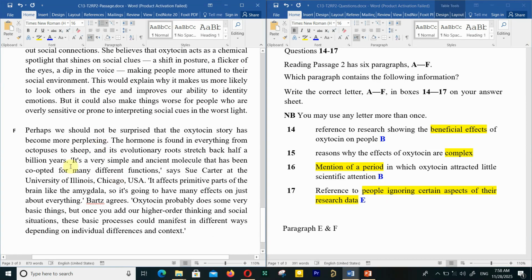And for the last paragraph, perhaps we should not be surprised that the oxytocin story has become more perplexing. Perplexing means complex. So F is the right answer for question 15.